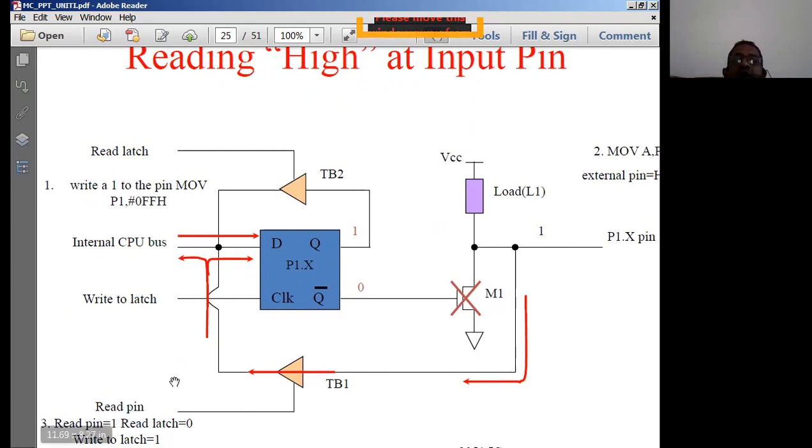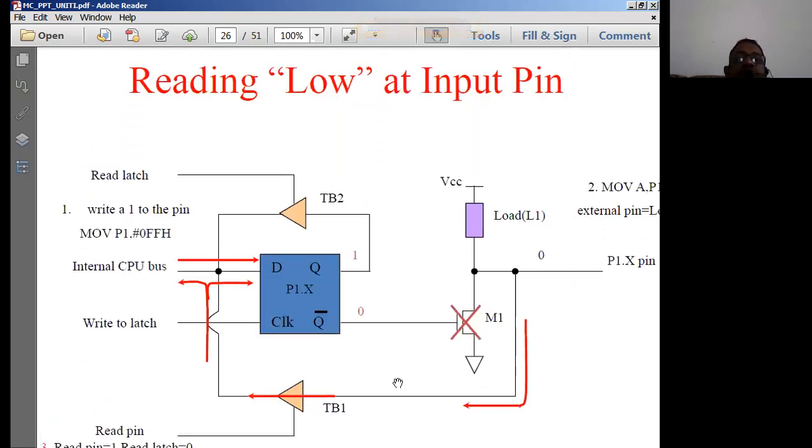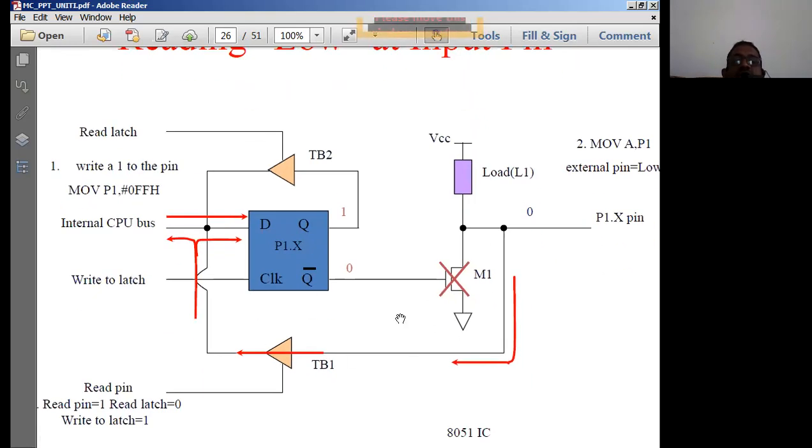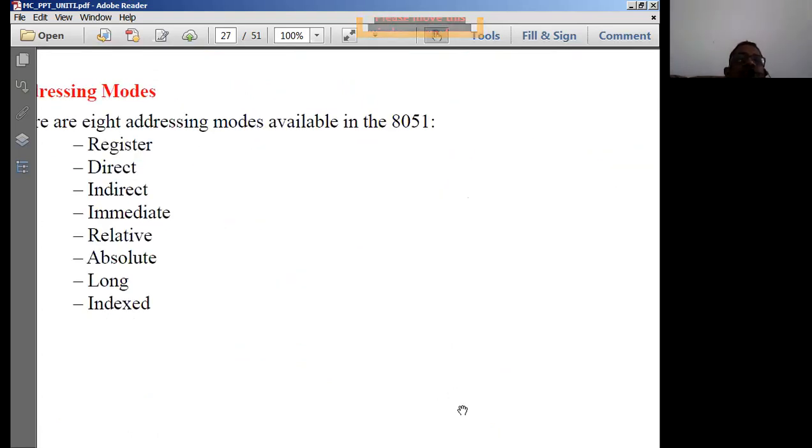Similarly, I can read 0 from the input port. So for reading 0 from the input port, what should I do? Reading 0 or low, the same operations I am going to do. 0 is there, but the rest of the circuit configuration is the same. We place 1 at the D input of the D flip-flop, and because this is 1, this is 0, the transistor will be in the off condition, and 0 is transmitted to the CPU. Okay. So this is how you can perform operations on the pin configurations.